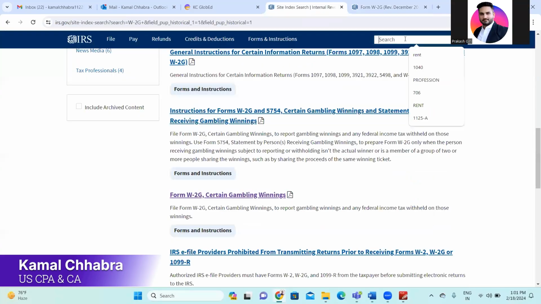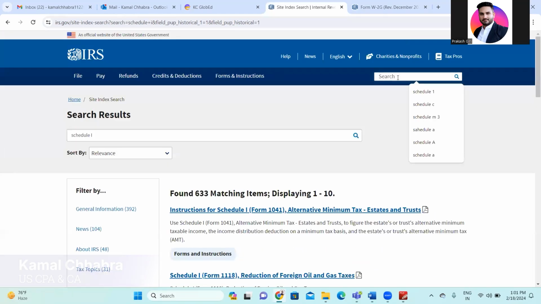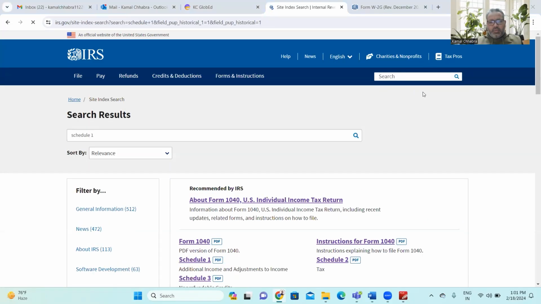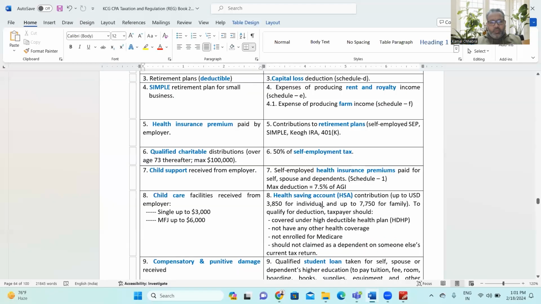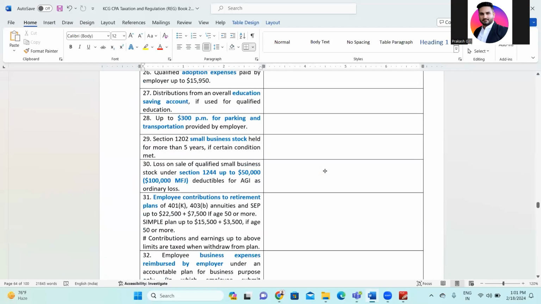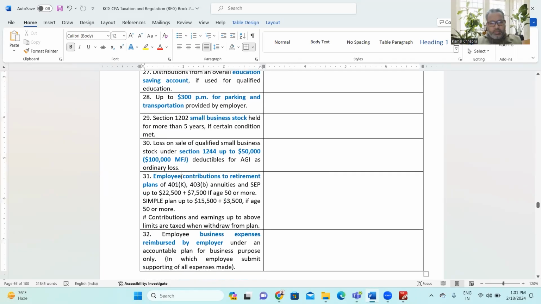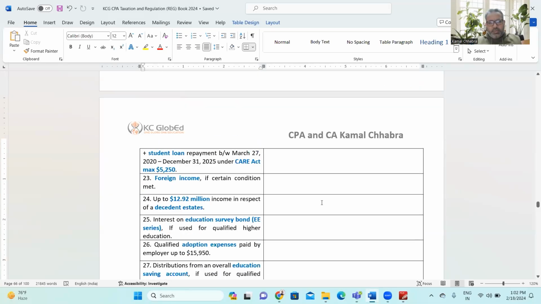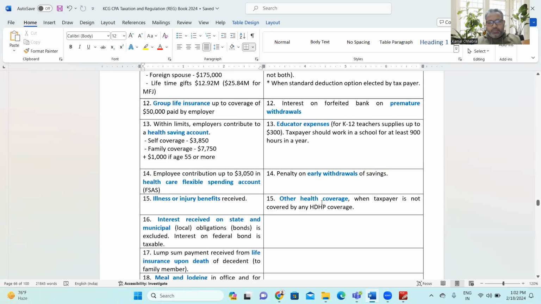So till the time you download, can you have a look at point number 31 of exclusions? I think here it is mentioned employee contribution to retirement plans. It should be employer, I guess. Which point are you saying? 31, in the exclusion. Yeah. So here it should be employer, right? And the employee contribution will be in the deductions, right? Yes, yes. Okay. You're right.